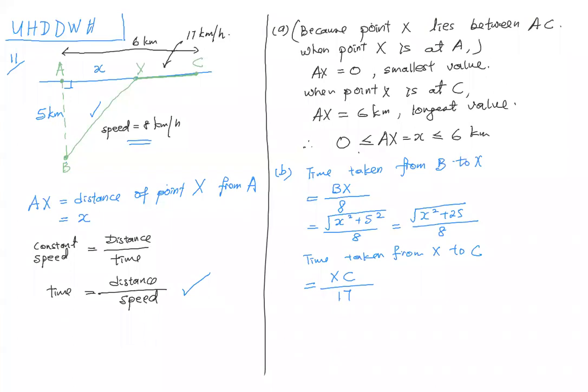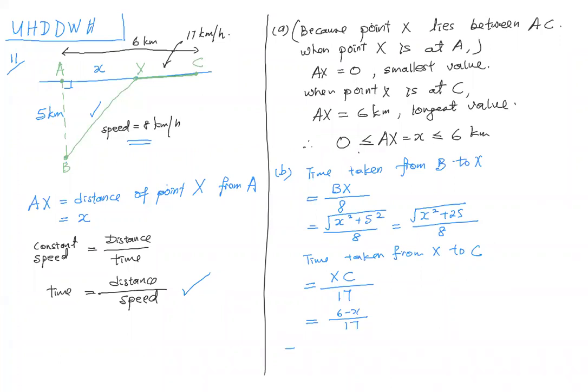Kavan, how to get XC in terms of x? I use the square root of x squared plus 25 over 8. Then, look at the diagram carefully. XC is 6 minus x. Yeah, correct. So 6 minus x divided by 17.